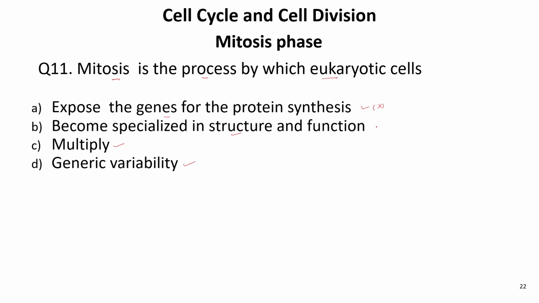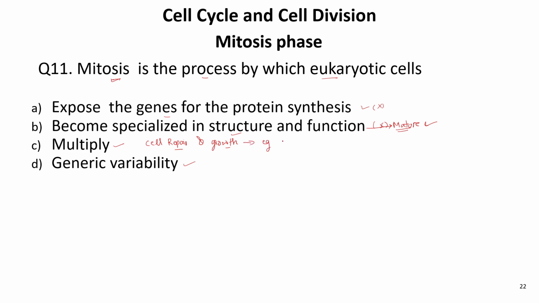Become specialized in structure and function, this is also incorrect. The cells become specialized in structure and function when they mature, but mitosis is about cell division, it is not about the maturity of the cells. Multiply, this is the correct statement about mitosis, because mitosis helps in cell repair and growth. So the cells multiply using mitosis and lead to cell repair and growth.